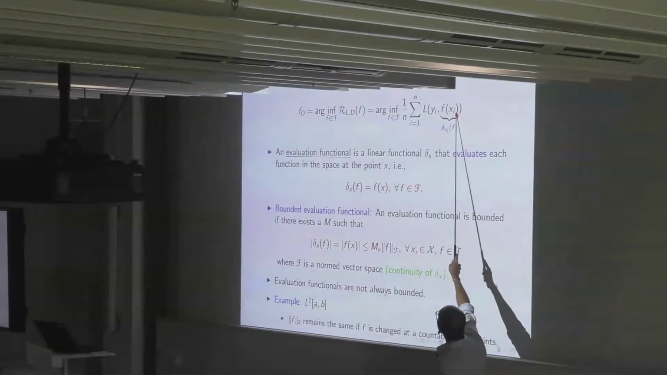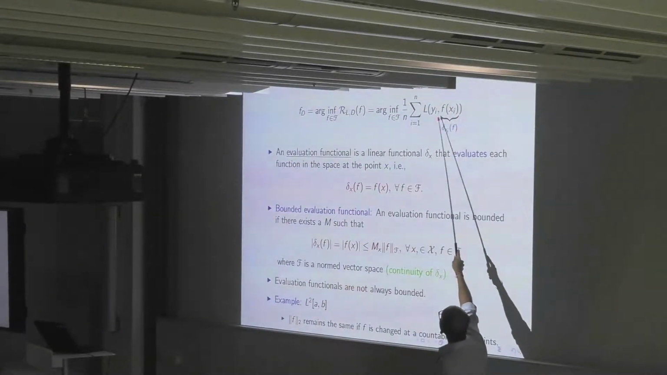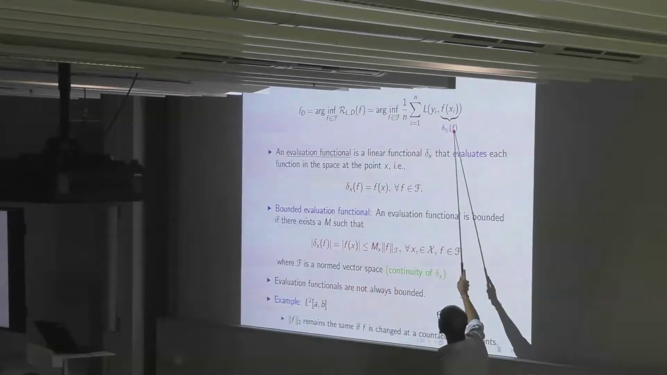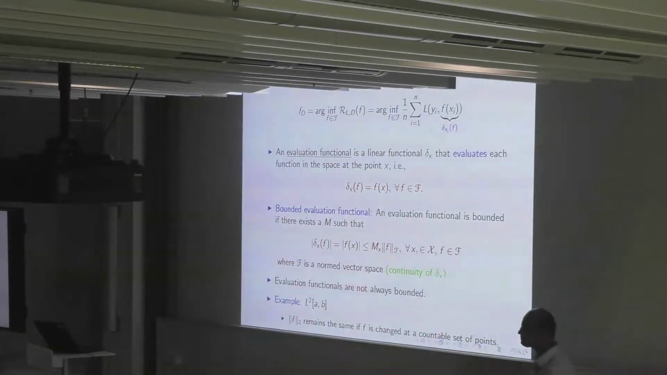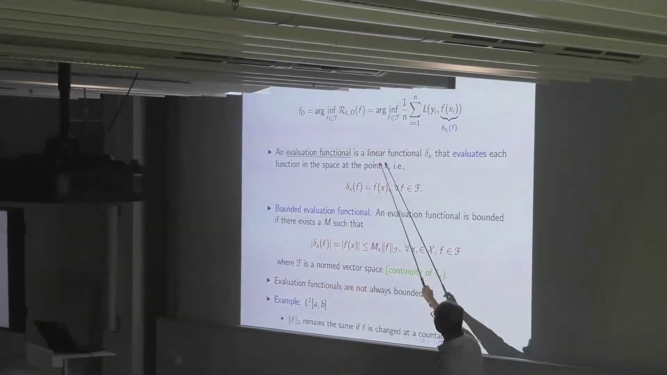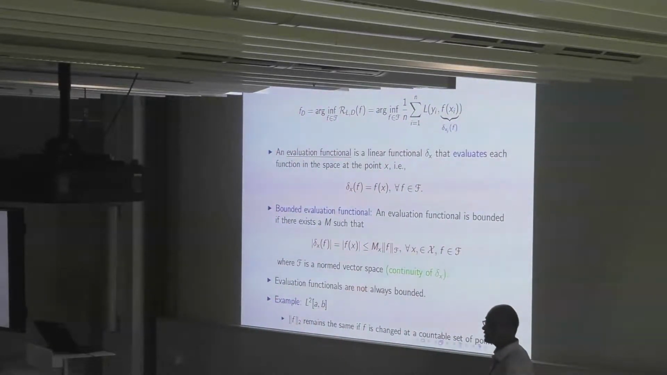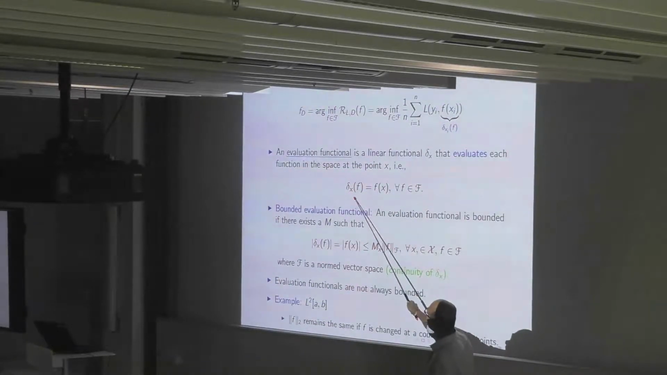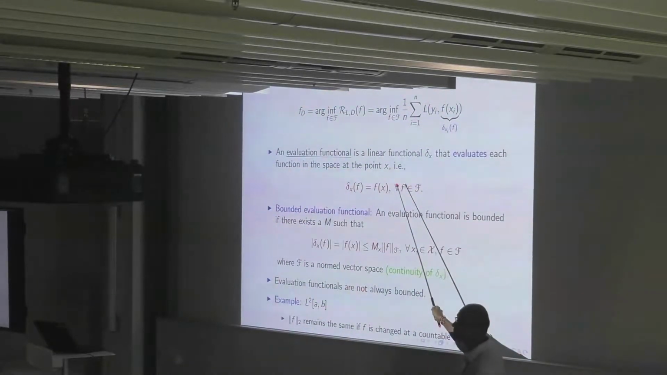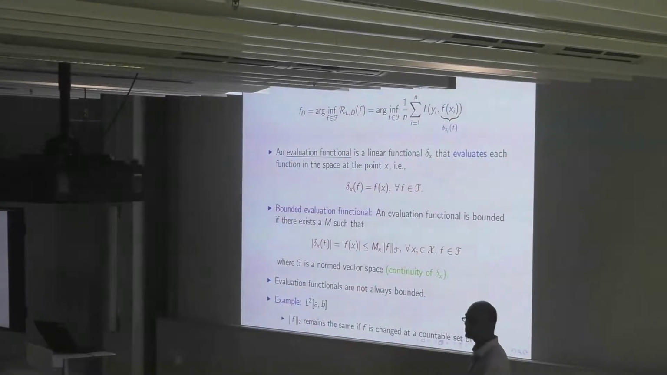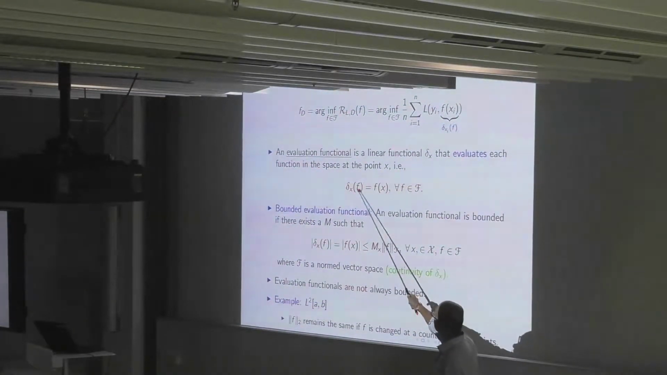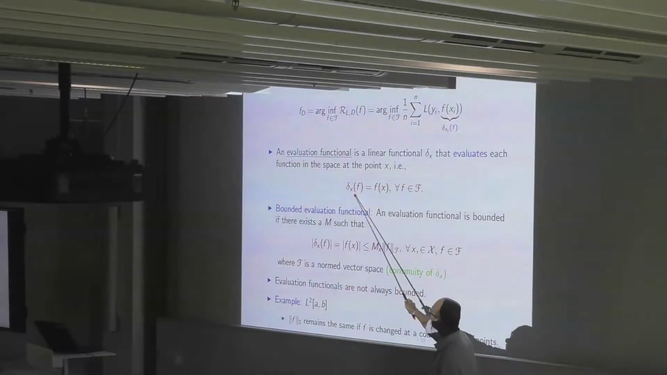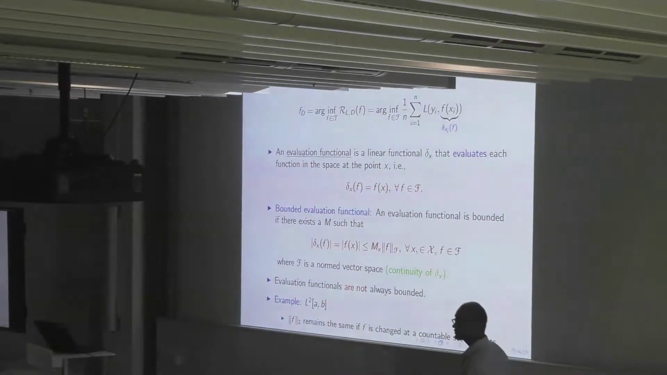Okay, so this is my empirical risk. f of xi, I'm just going to call delta subscript xi of f. So what is this notation? This says I'm going to define what is called an evaluation functional. An evaluation functional is something which operates on a function and gives me a number. If I have an object which operates on a function and gives me a number, we call it a functional. The evaluation functional is defined as this operating on f; it simply gives me the value of the function at the point x.